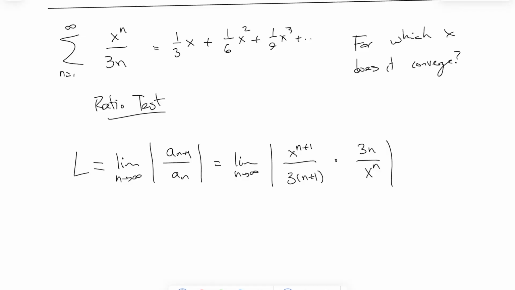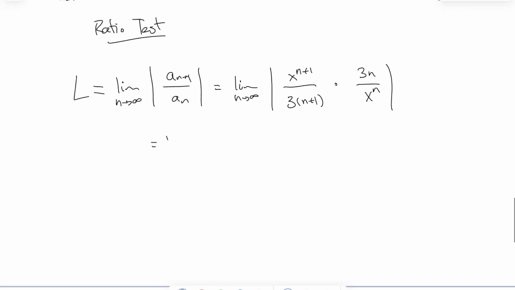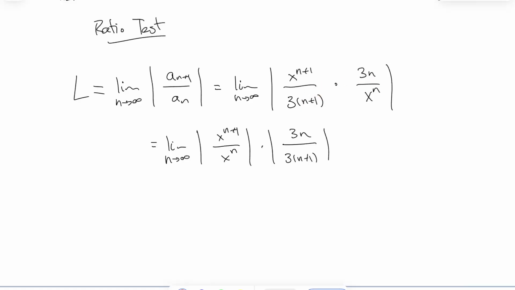So as far as simplifying goes, I would group together the similar things. I'll put the x's together. I have x to the n plus 1 up top over x to the n, and I'm going to split the absolute values also. And then I also have 3n over 3n plus 3, like that. I'm just rearranging stuff so that similar things go with similar things so that I can cancel as much as possible. And we can cancel in the x's part. This is the limit as n goes to infinity. What do we get when we cancel here?